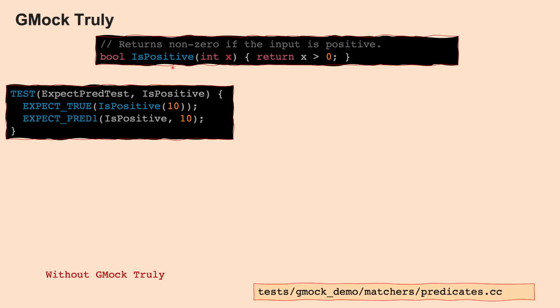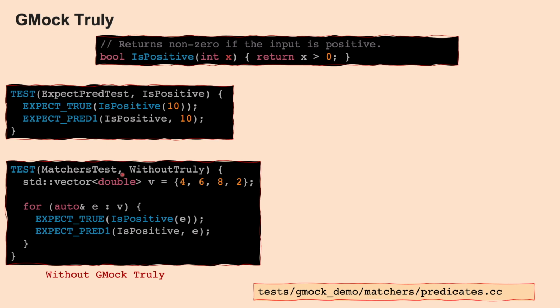Remember that a predicate is a function that takes some parameters and returns a Boolean result. In this case, we are checking if the parameter is positive or not. Remember from the previous video, if you have a predicate like this, then you can use either EXPECT_TRUE or EXPECT_PRED1 to check if something is positive or not. So here I'm saying expect true that 10 is positive, and here I'm also saying expect the result of this predicate with parameter 10 is true. So you could use these macros, which are from GTest. So this is fine. You can use these macros and there's nothing wrong with that.